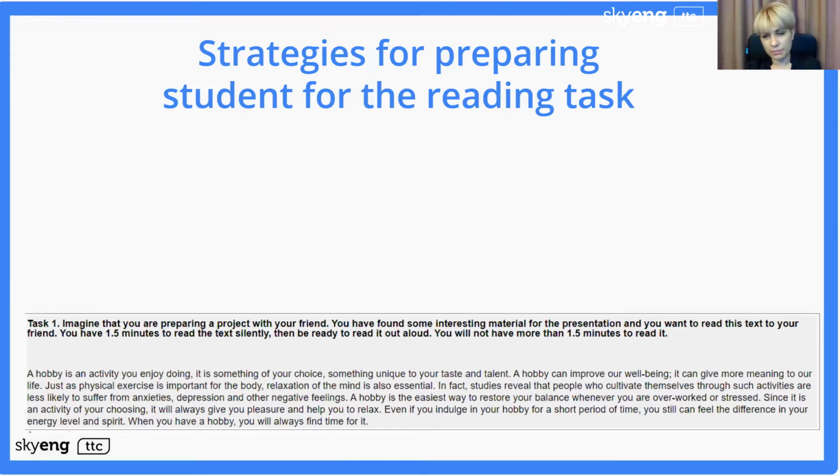And the time is a little bit different. For EGE, they have 1.5 minutes to read aloud. And for OGE, they have 2 minutes to read aloud, but the preparation time is just the same, 1.5 minutes.